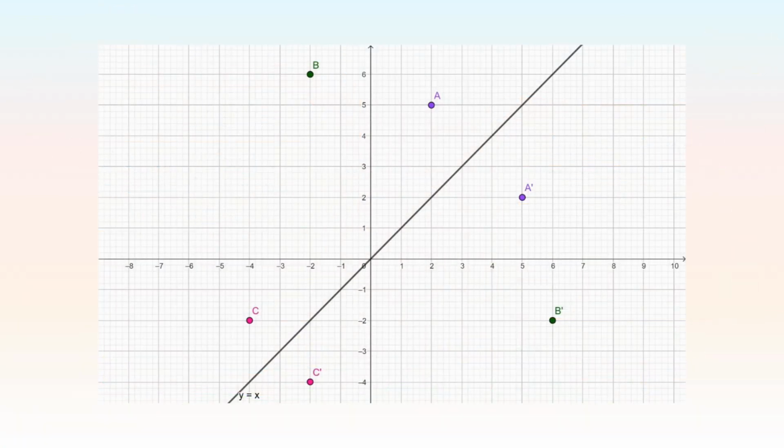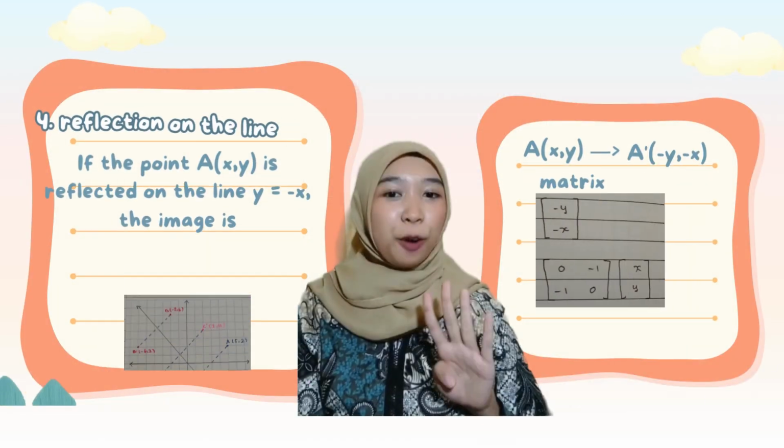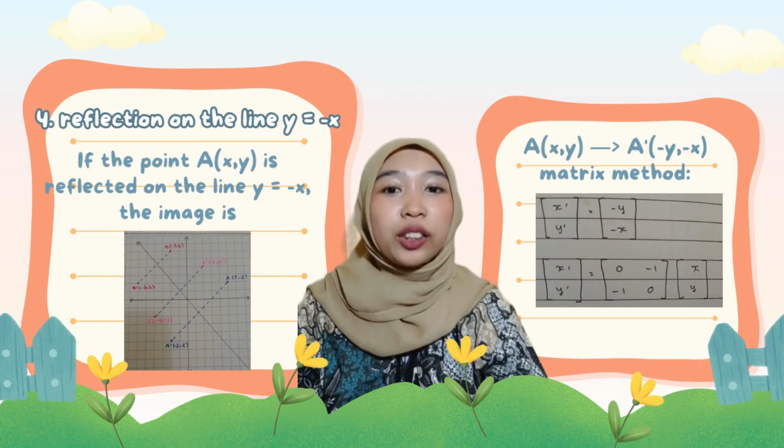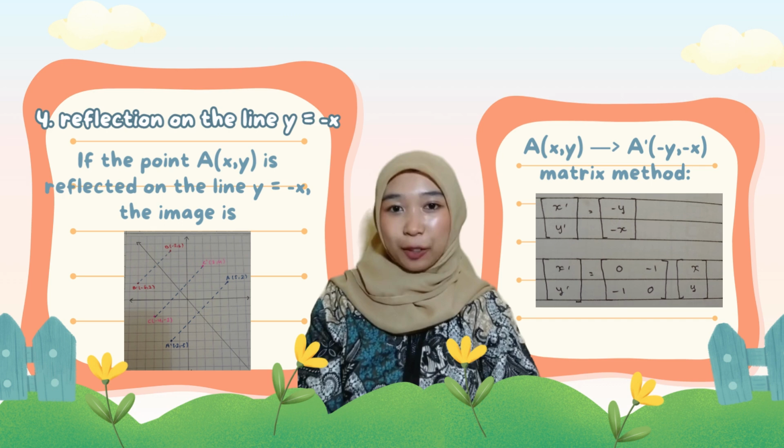For example, if we have point A (2, 5), B (-2, 6), and point C (-4, -2), reflected by y equals x, A' is (5, 2), B' is (6, -2), and C' is (-2, -4). Fourth is a reflection on the line y equals negative x.